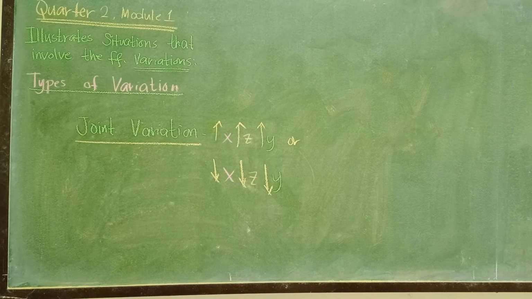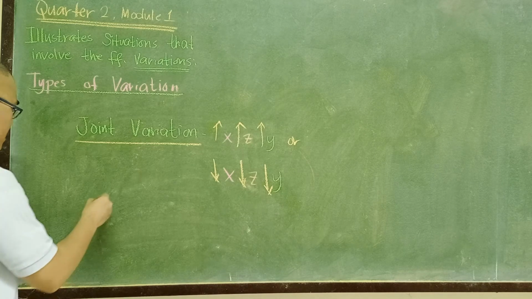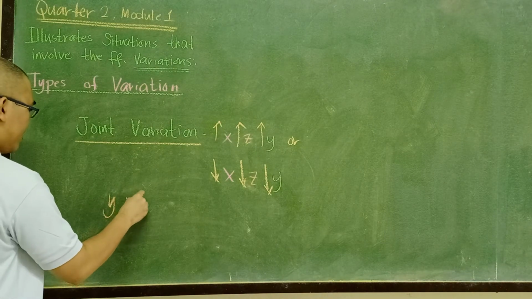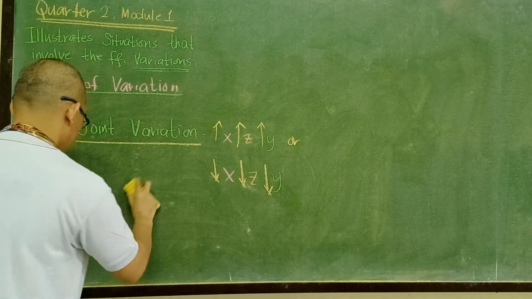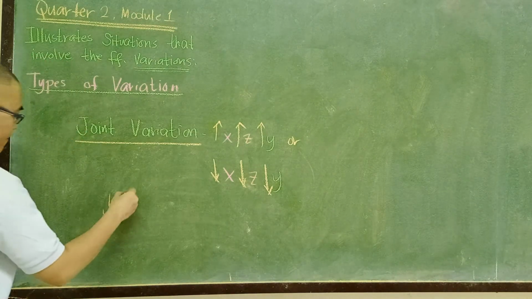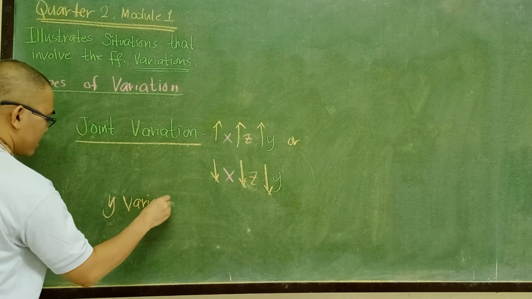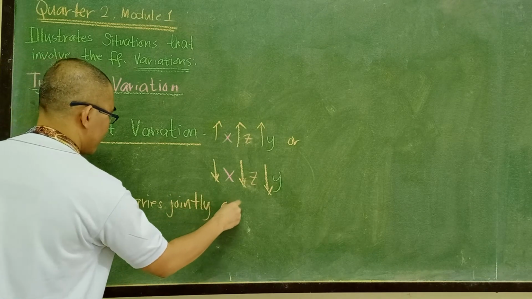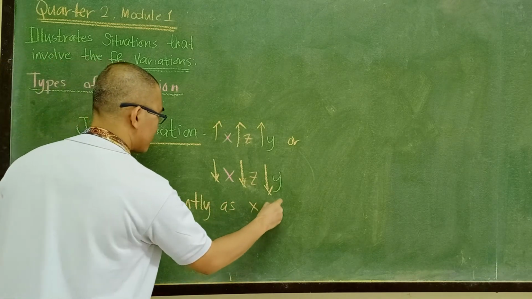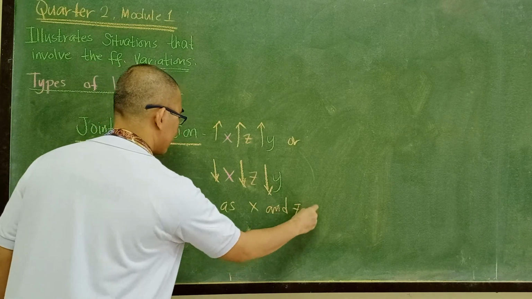So, pwede mo isulat sa mathematical statement yung joint variation as y varies jointly as x and z.